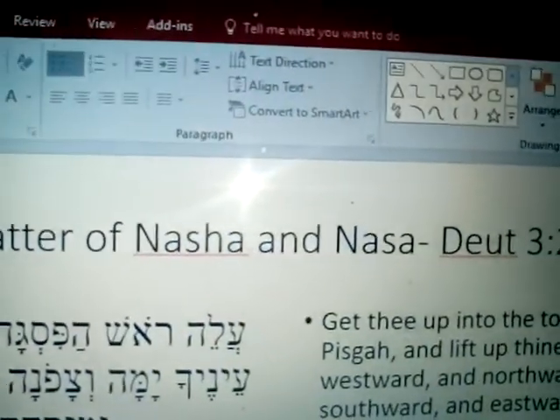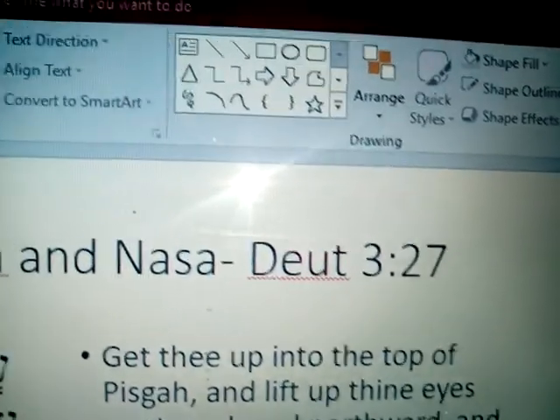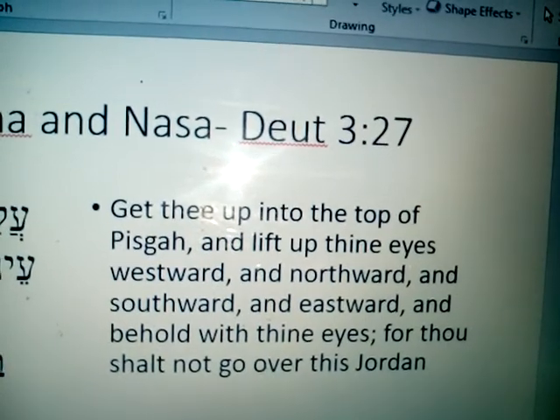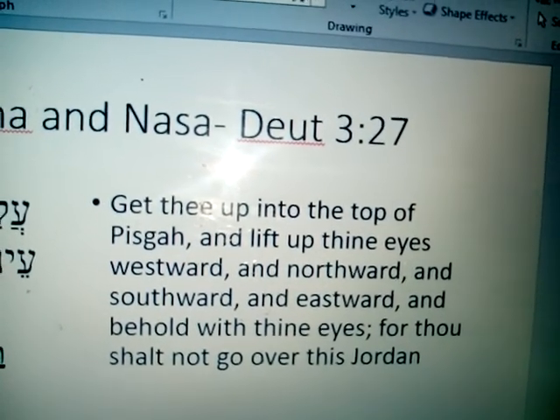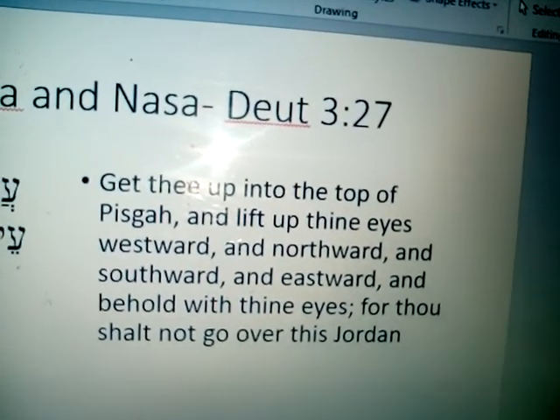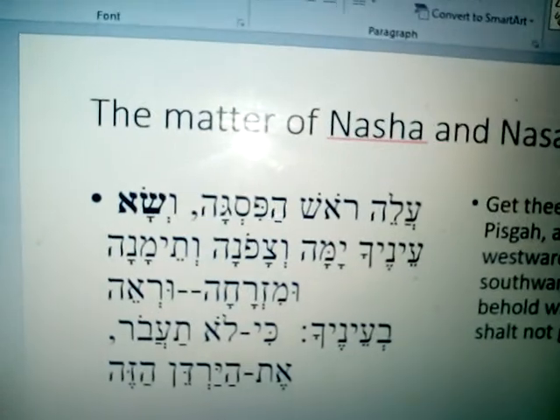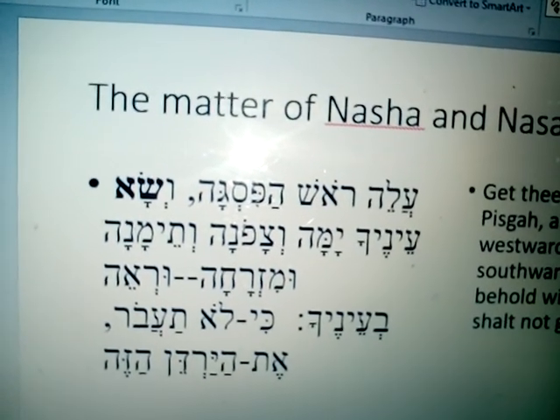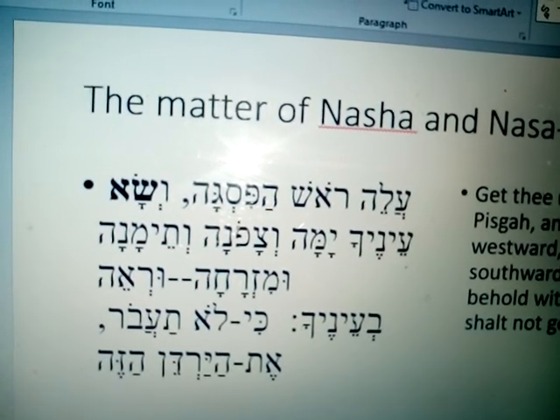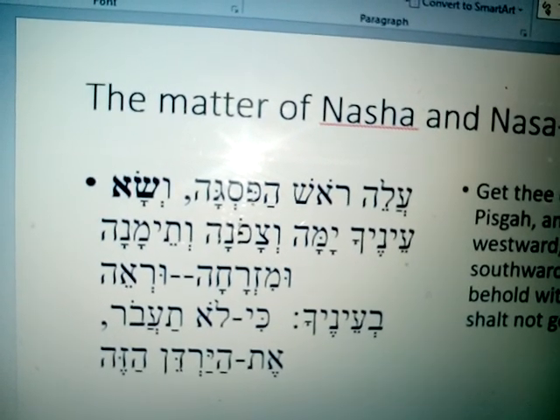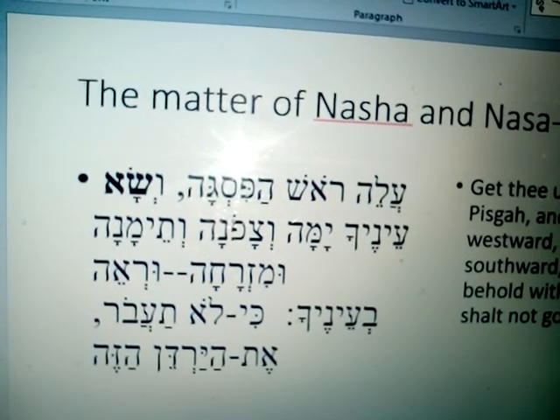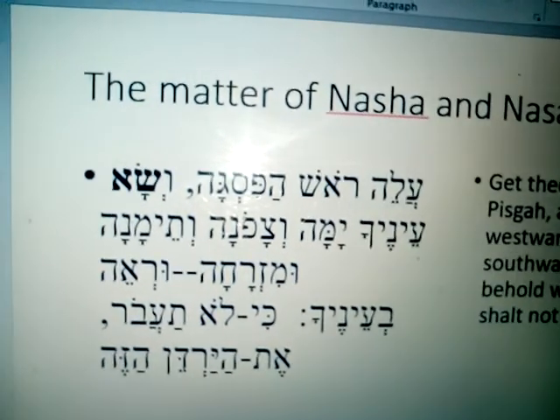The matter of Nasha and Nasa, Deuteronomy chapter 3, verse 27. Get thee up into the top of Pisgah, and lift up thine eyes westward, and northward, and southward, and eastward, and behold with thine eyes, for thou shalt not go over this Jordan. The Hebrew says the following: Ale Rosh HaPisgah, wa Sa Eneaka, Yama Wazafona, wa Temana, Umizracha, Ur'e Be'eneaka, Ki Lo Ta'abor Et HaYarden Hazeh.